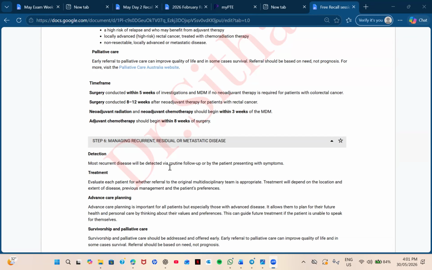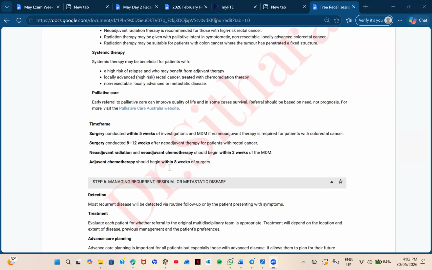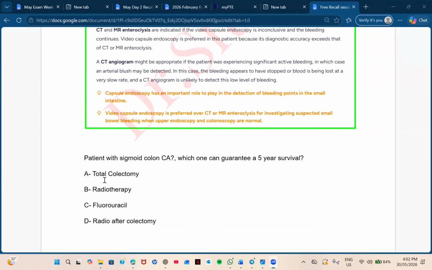But first of all, you need to get an idea about what treatment you should choose, right? So in our question, what is here? Patient with sigmoid colon cancer. We don't know which type of cancer it is. Which one can guarantee 5 year survival? If you have the proper, curative treatment, that is the best way to guarantee the survival, right?